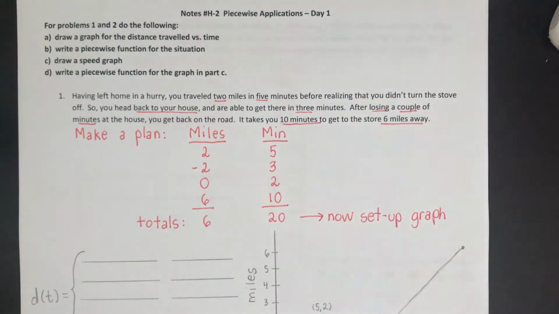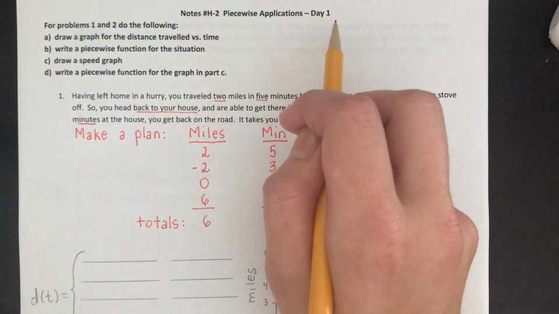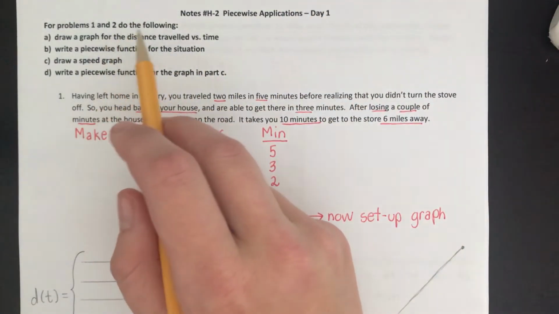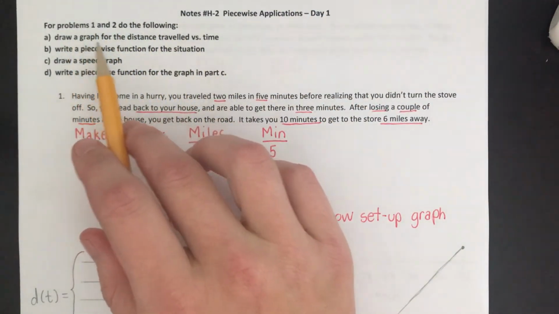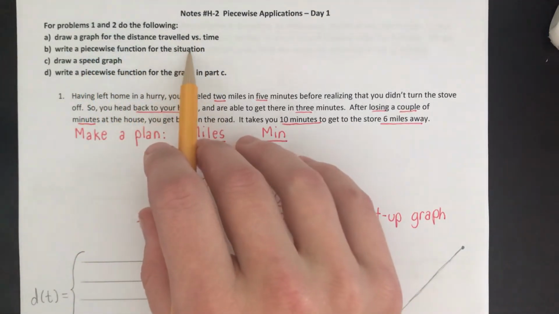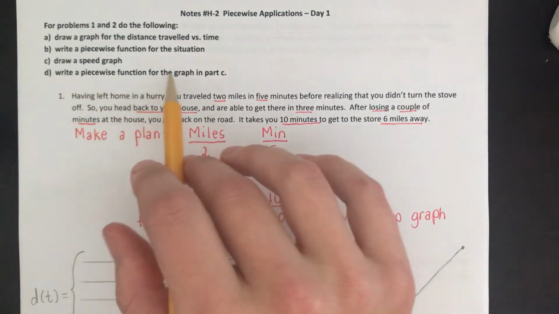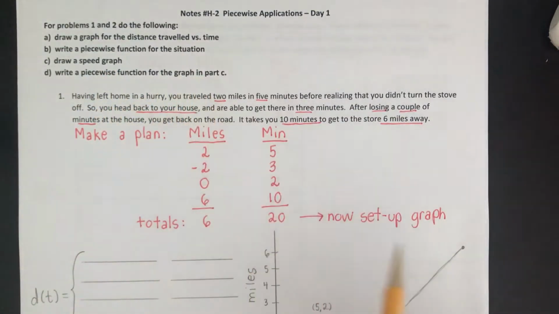Today we're looking at notes H-2 and notes H-3, piecewise applications day 1 and day 2. So for problems 1 and 2, do the following. Draw a graph for distance traveled versus time, write a piecewise function for the situation, and draw a speed graph, and write a piecewise function for the speed graph in part C.